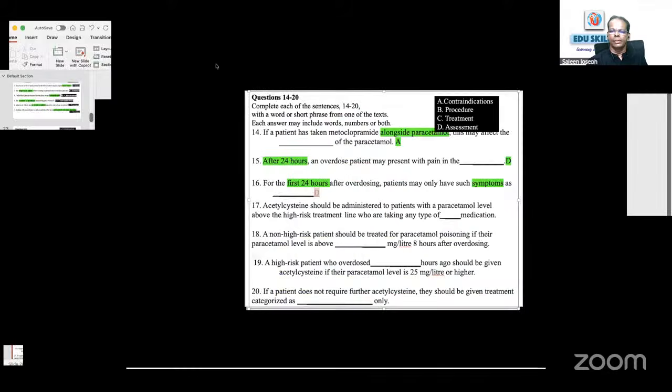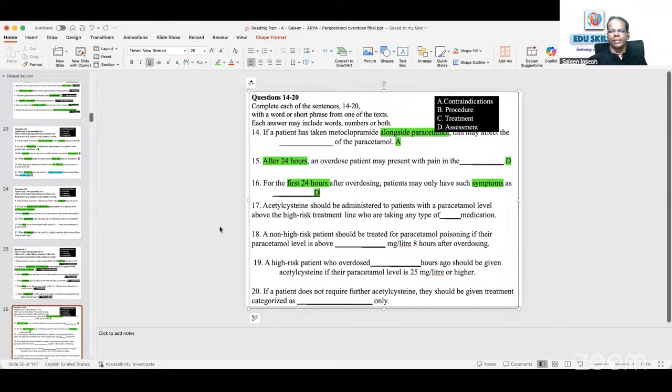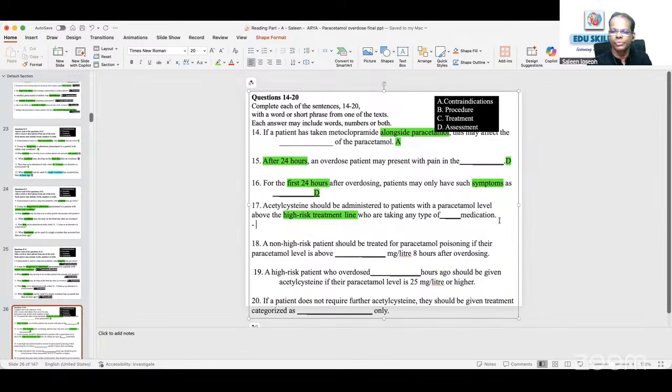The 17th one. Oh, I don't get it. How do you pronounce acetylcysteine? Acetylcysteine should be administered to patients with a paracetamol level above the high risk treatment line who are taking any type of dash medication. C, treatment. They are speaking about some medicine, right? C, treatment. Yes.